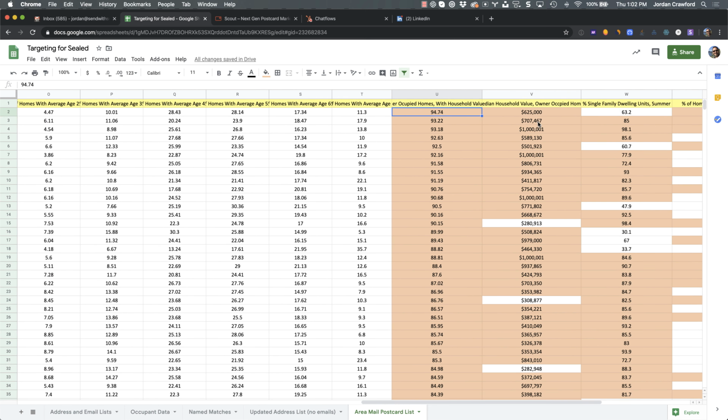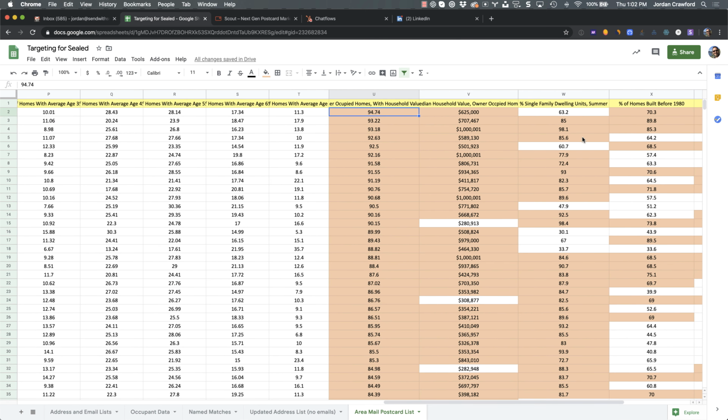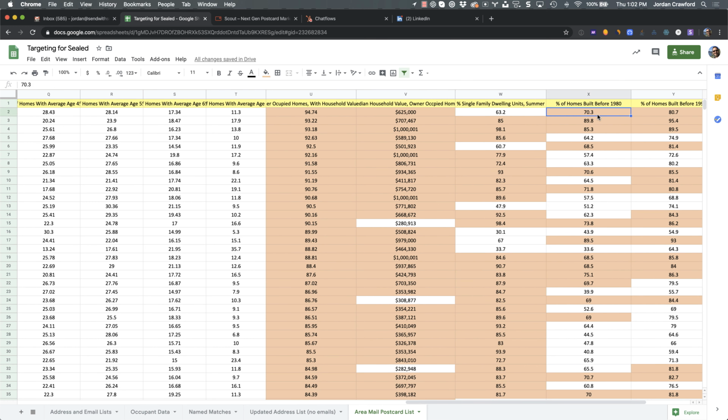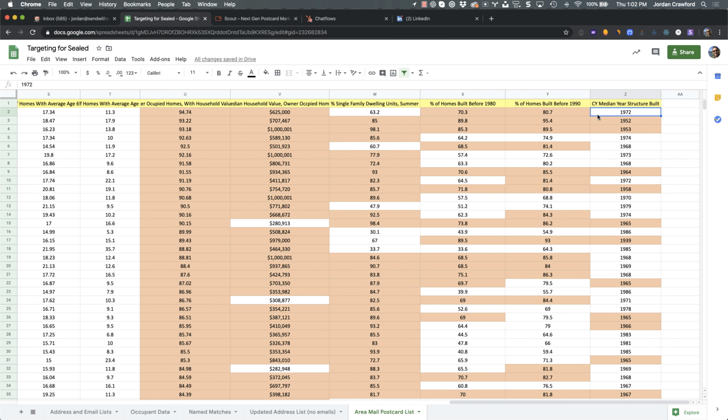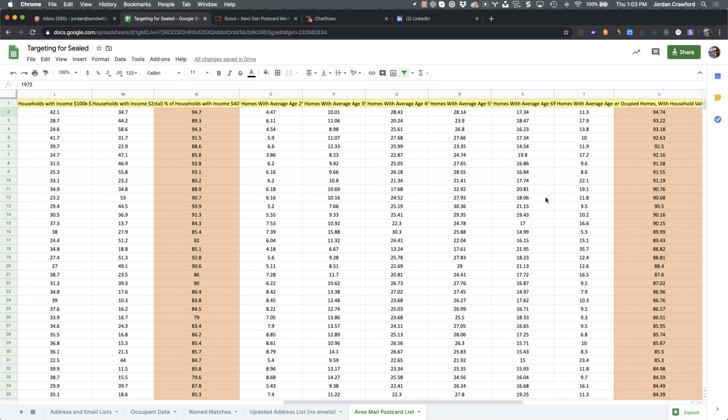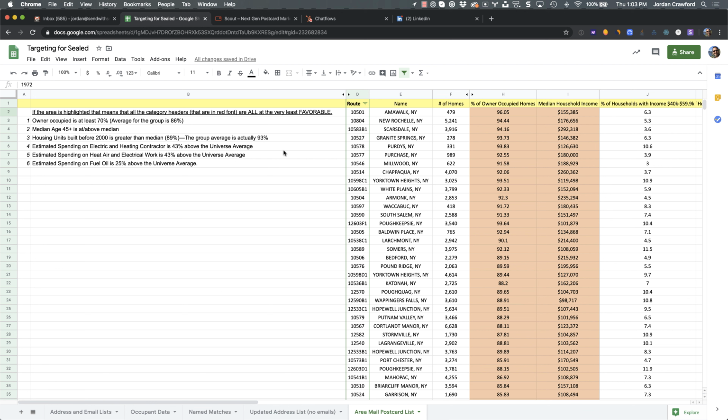Owner-occupied homes, the median value of the homes, the percent of single family dwelling units, in the summer, how many people are occupied in this house in the summer, percent of homes built before 1980, 1990, the mean year the structure was built. So we can go totally crazy here on targeting.